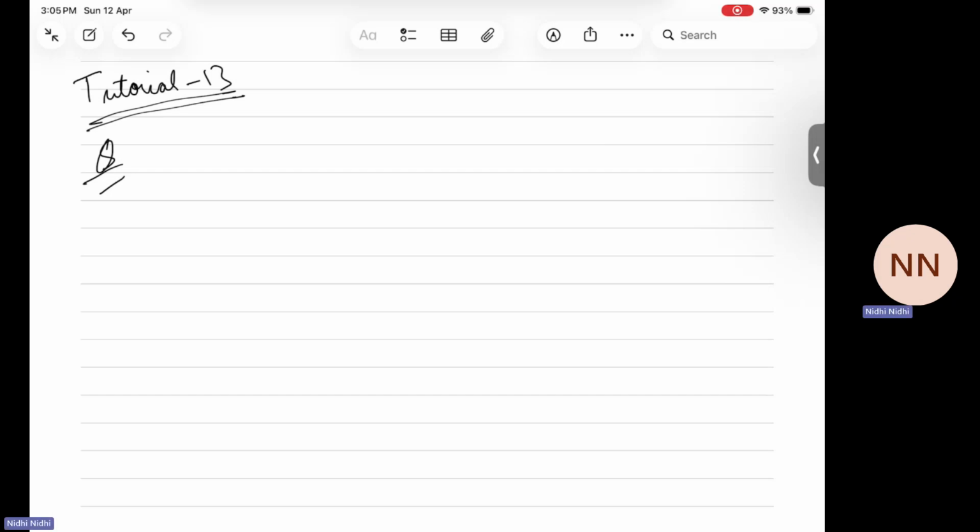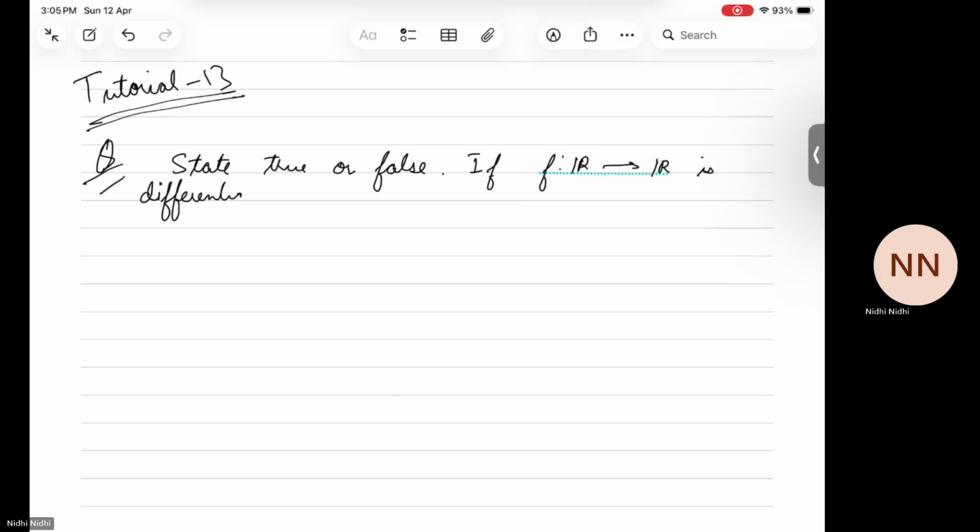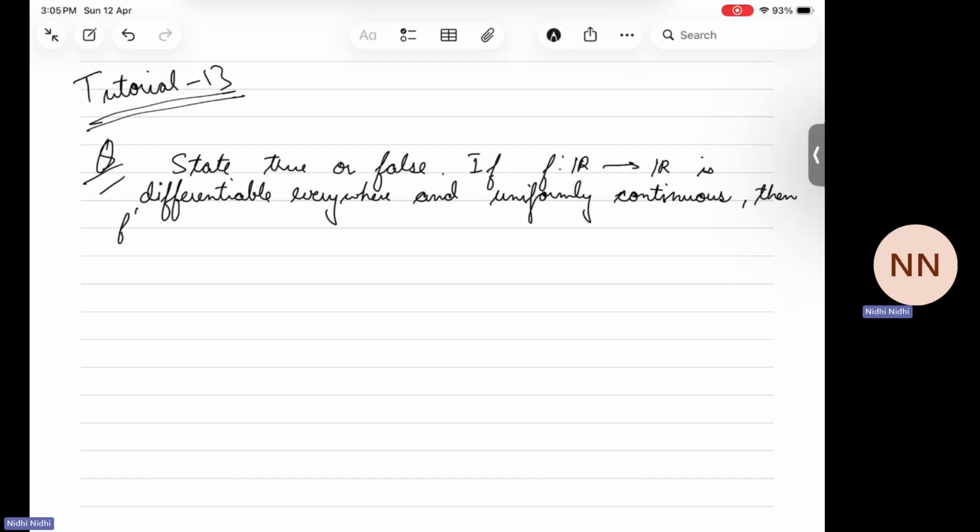State true or false: if f from R to R is differentiable everywhere and uniformly continuous, then the derivative must be bounded.